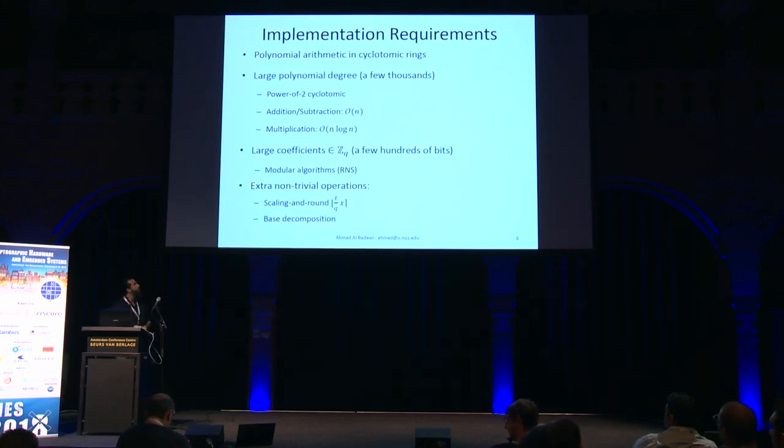The implementation requirements: we will need to do polynomial arithmetic, apparently. And these polynomials, as I said, are long. The degree can be a few thousand. We stick to power of two cyclotomics because they have nice properties. Addition can be done linearly, multiplication in quasi-linear complexity. And the coefficients, as we said, are multi-precision, a few hundreds of bits.